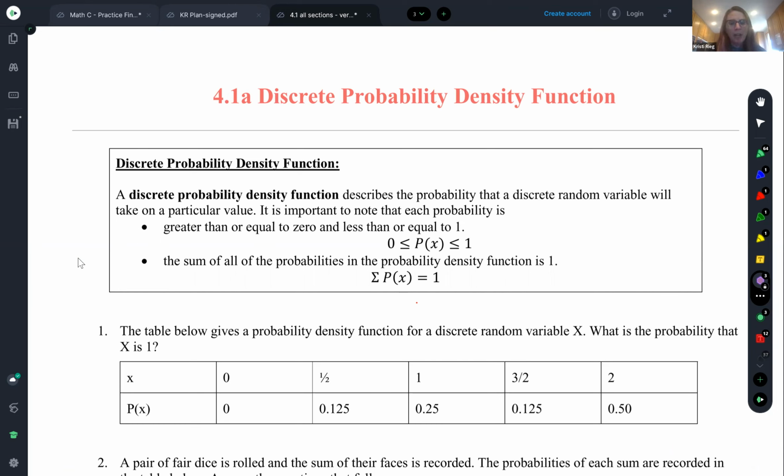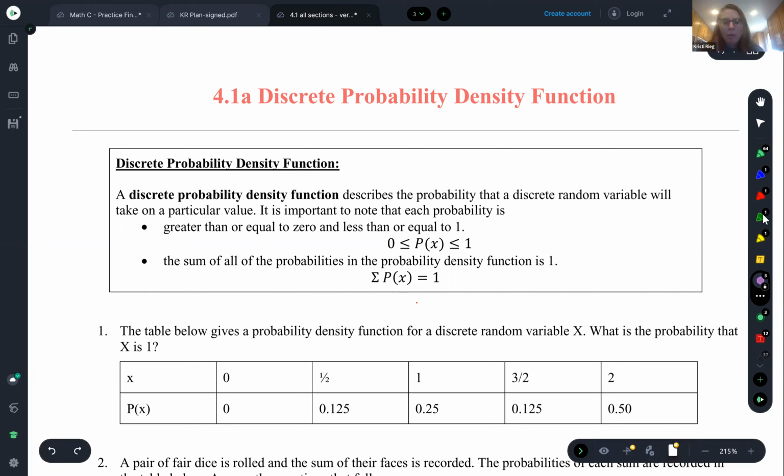You see the two rules, which we have talked about before: the probability has to be between 0 and 1. So it's not negative and it's not more than 1. And then the sum of all the probabilities equals 1. So those aren't new rules. It's just a new name for it.